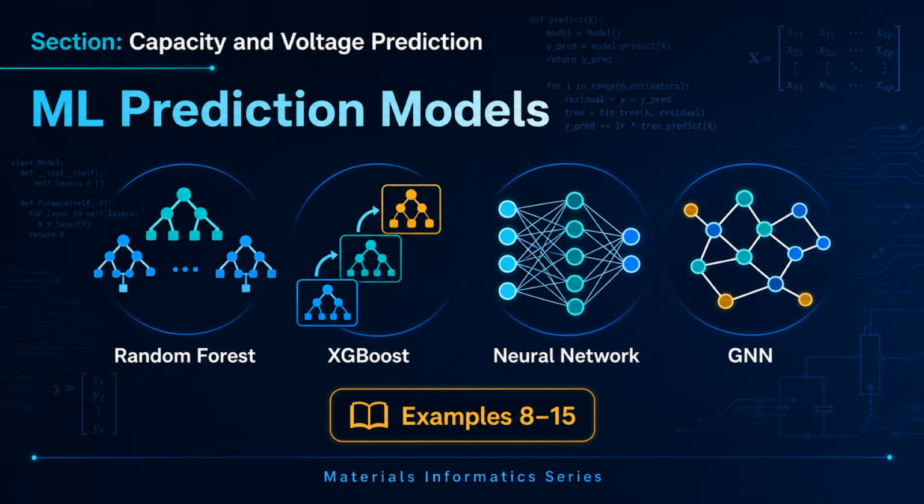Now we build models to predict battery properties from material descriptors. We'll implement 4 approaches of increasing sophistication: random forest for interpretability, XGBoost for accuracy, neural networks for flexibility, and graph neural networks for direct crystal structure input. Each has its strengths for different scenarios.